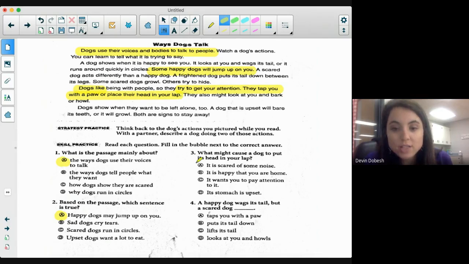My question was, what causes a dog to put its head in your lap? It would be because it wants attention. Oh, C, it wants you to pay attention to it. So I highlight C.